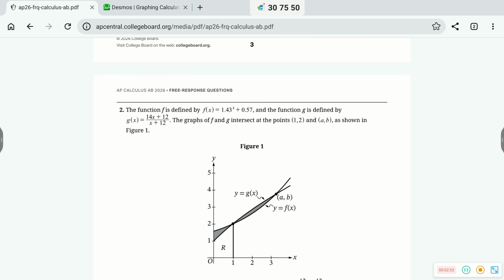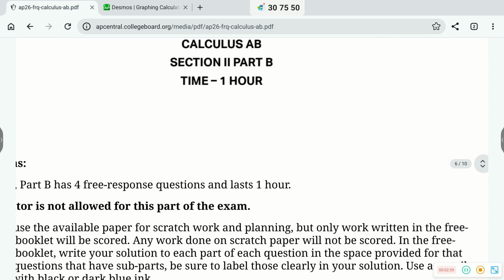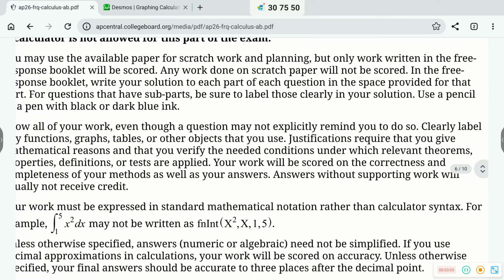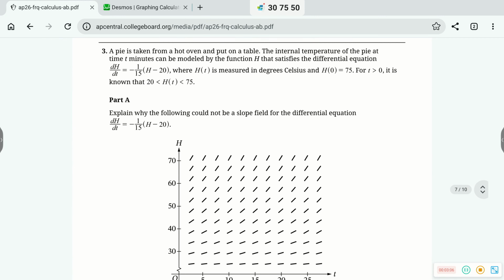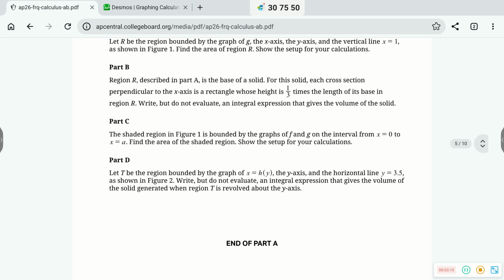Question B. What does question B need? Oh, I'm zooming all over the place here. Not sure what happened to my smart board there. Oh, I went down. Thought I went the wrong way.